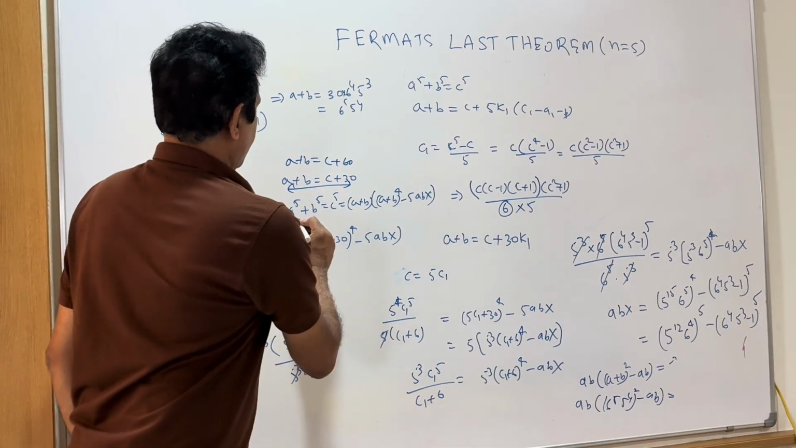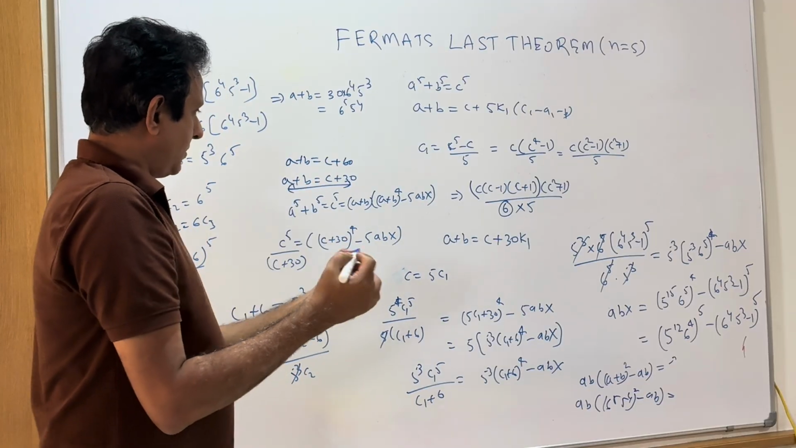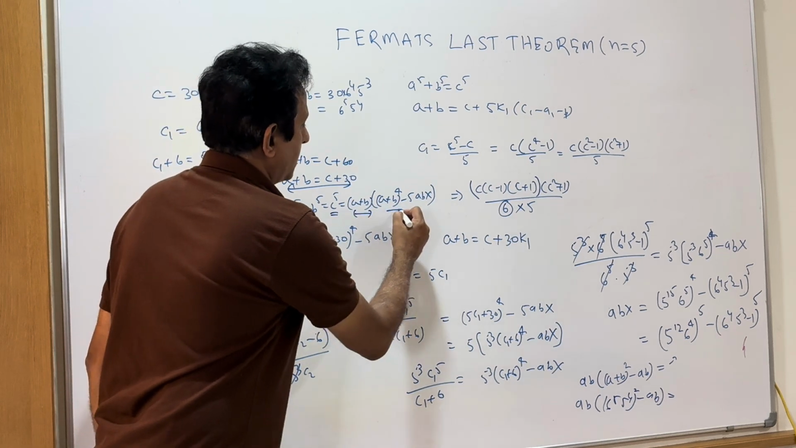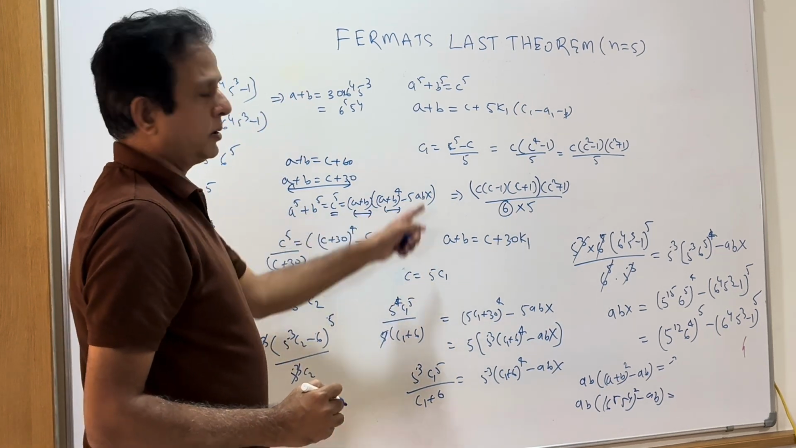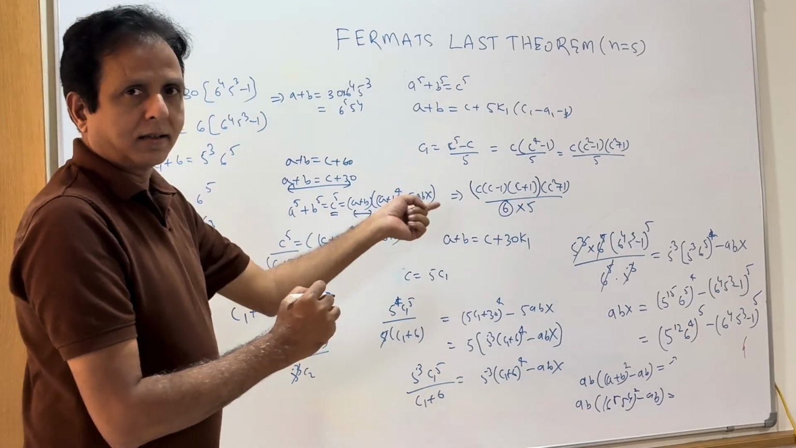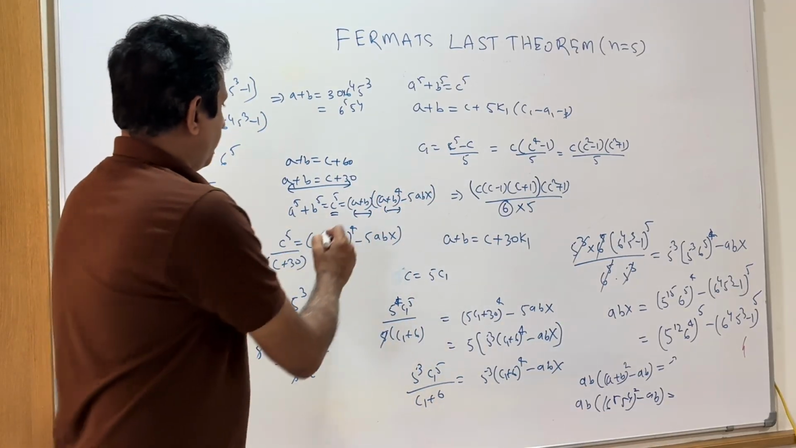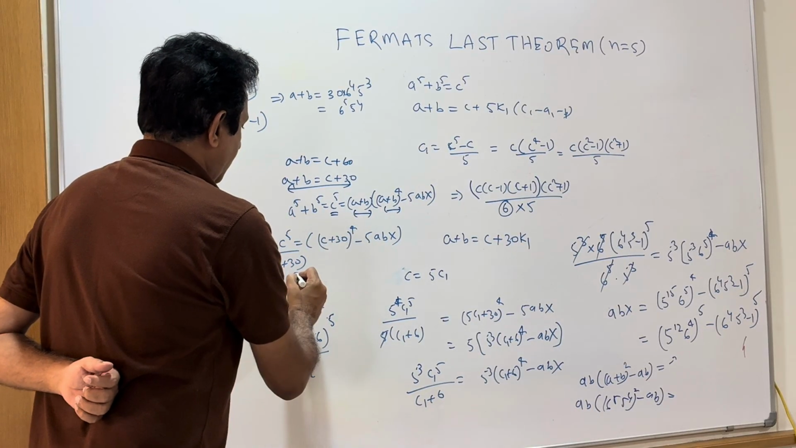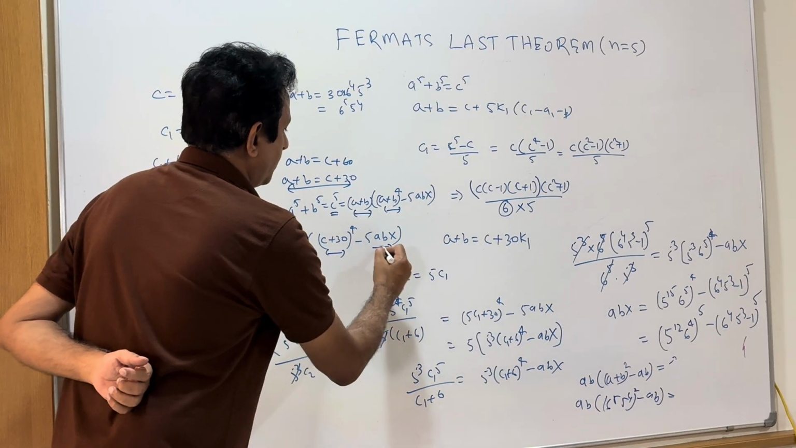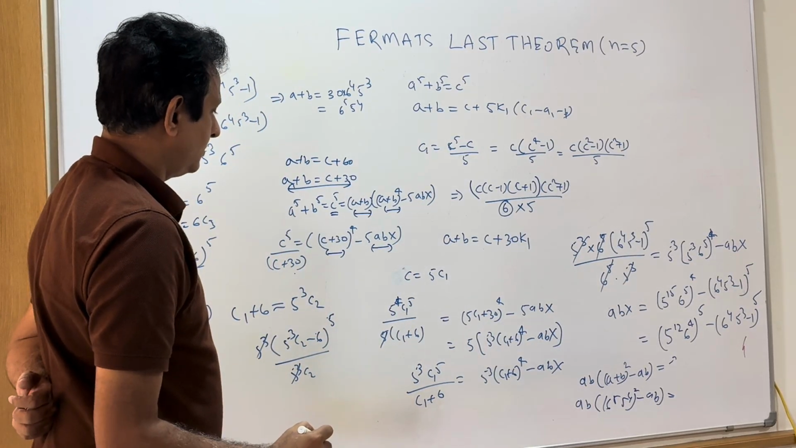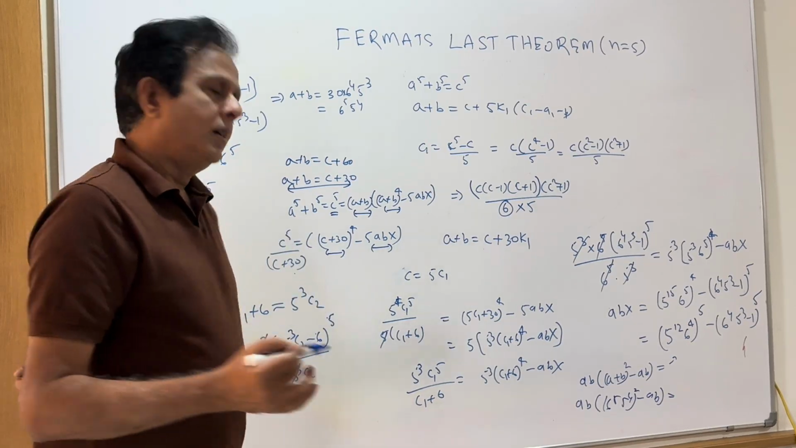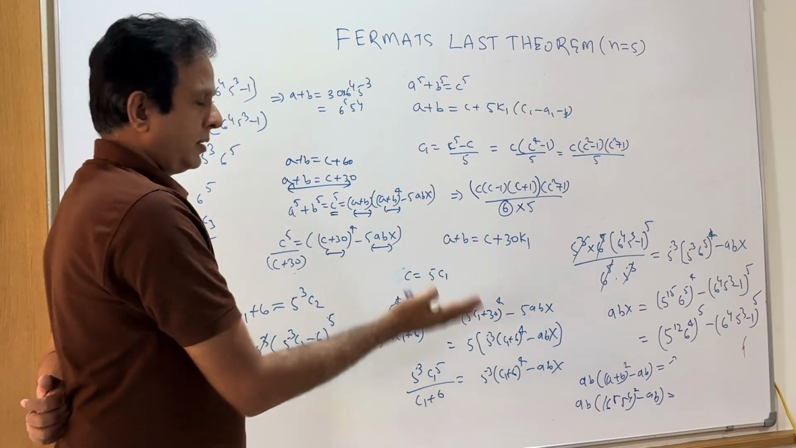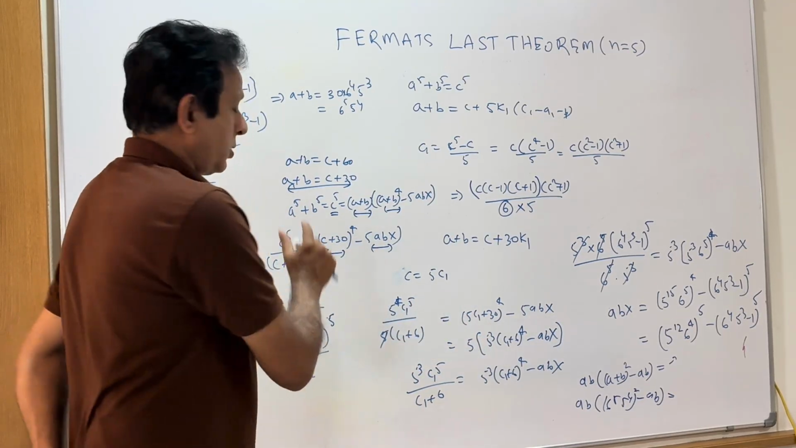Okay, so again, a power 5 plus b power 5 is equal to c power 5. There is a formula: a plus b into a plus b whole power 4 minus 5ab into x. I will talk about x later. So if you substitute a plus b is equal to c plus 30, then c power 5 by c plus 30 is equal to c plus 30 power 4 minus 5abx. Let us assume that c power 5 is divisible by c plus 30.